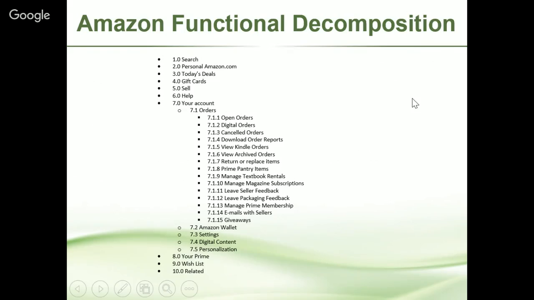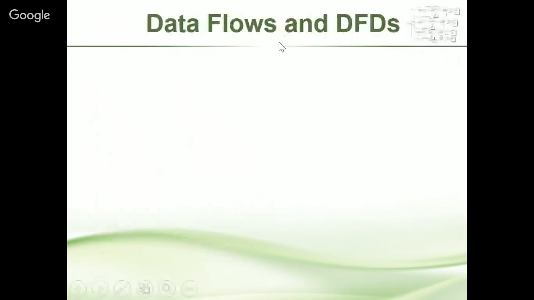This can also be very useful for writing help, but sometimes organizing help by function, if they're not available in the same place, is a little difficult. You have to do a lot of cross-referencing to make that work. So this is really a systems analysis tool. So that's functional decomposition. Let's move on and we'll talk about data flows and data flow diagrams.